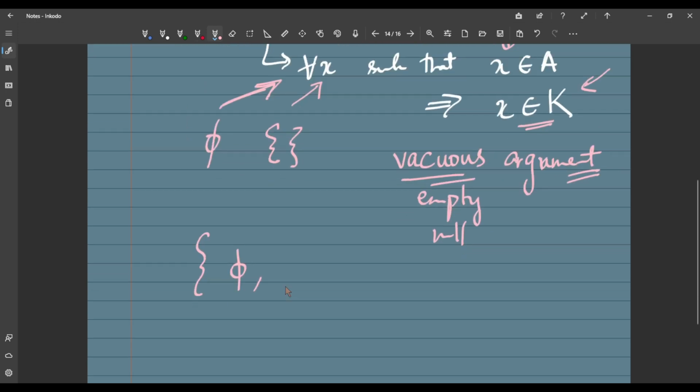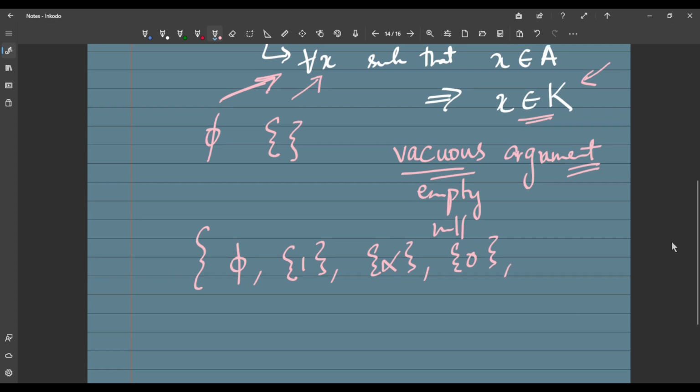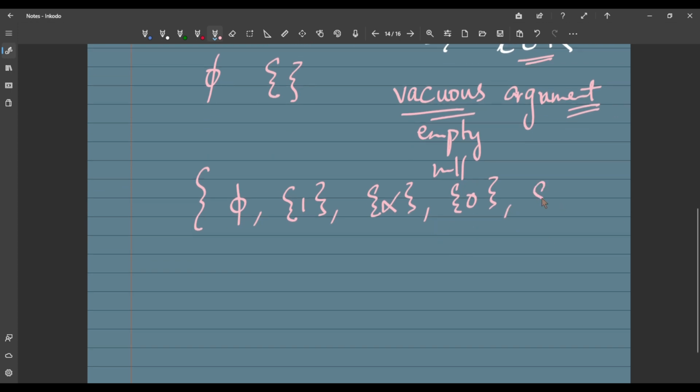So given this set, everyone would agree that it's a subset because every element in this set is contained in K. So this will be true for alpha and 0 also. And then what other forms of subset will be there? 2 element subsets. So 1 alpha will be a subset, 1 0 will be a subset. And what about alpha 1? What about this?